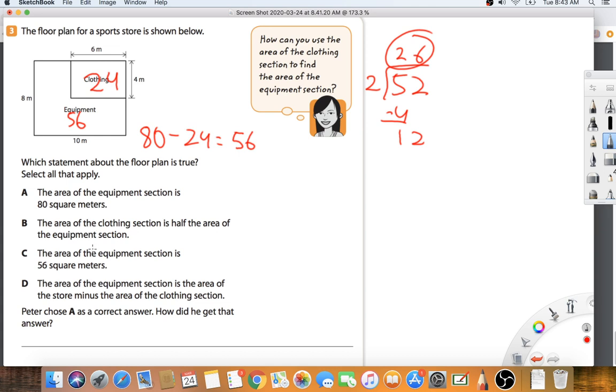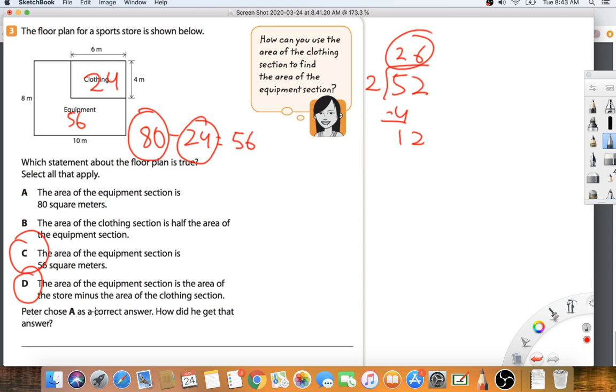Part C. The area of the equipment section is 56. Yeah, that one's true. The area of the equipment section is the area of the store minus the area of the clothing section. So the area of the store is 80, and we took 24 for the clothing, and we got 56 for equipment. So part D would also be correct.